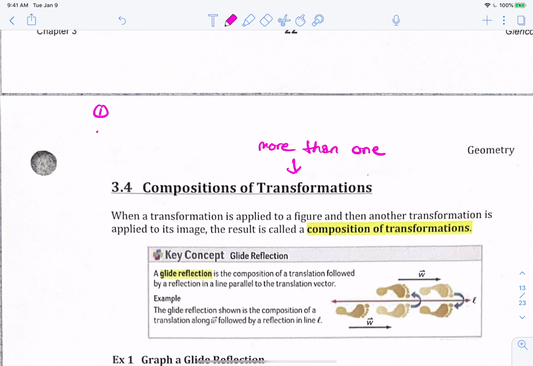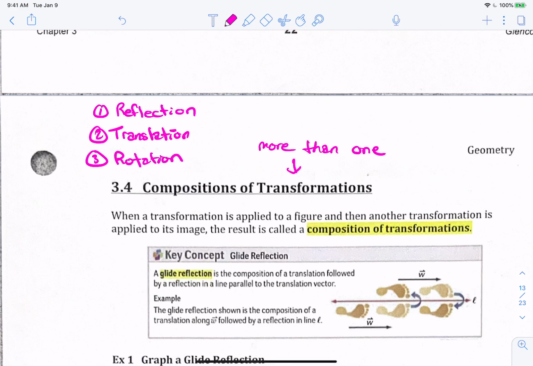The 3 transformations that we've been talking about. The first one was a reflection. What are the other ones? Rotation and... Okay, rotation was the third one. Translation. Rotation. And the middle one was a translation. So what we are doing in this section is we are doing 2 of these at the same time. So we're doing 2 of them together. So let's just kind of review.